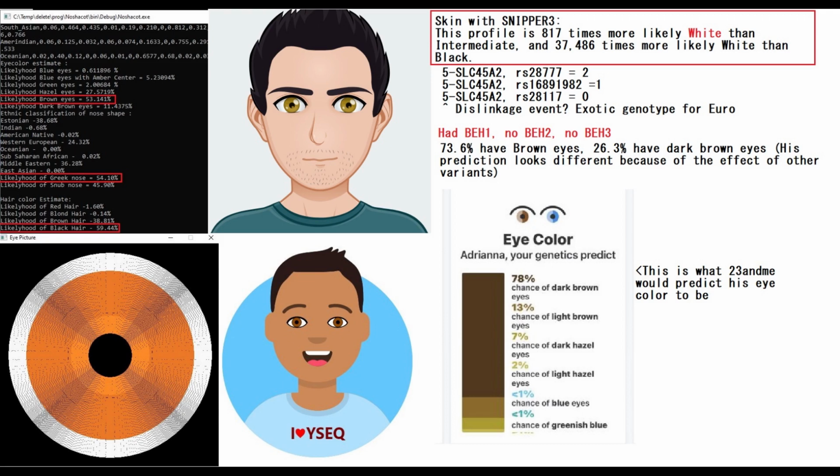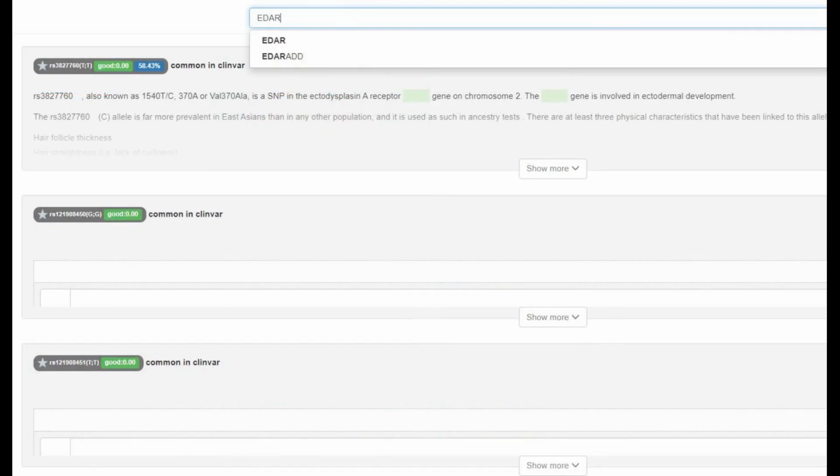He had BEH1 mutation, no BEH2, no BEH3, which means he probably would have very dark eyes. People with BEH1 but no BEH2, no BEH3 mostly have brown eyes according to my study. And this is what 23andMe would predict his eye color to be on the basis of his genotype. He did not have derived EDAR, which is a gene implicated in East Asian facial traits, so probably did not have East Asian facial traits.